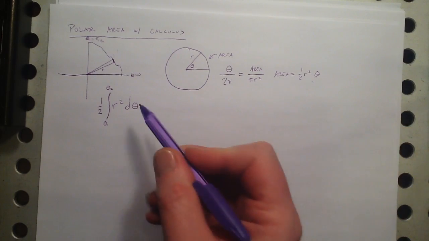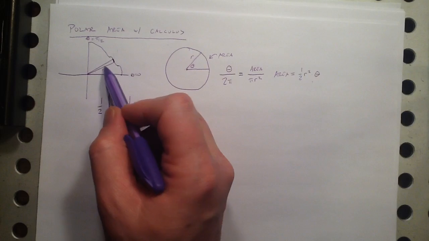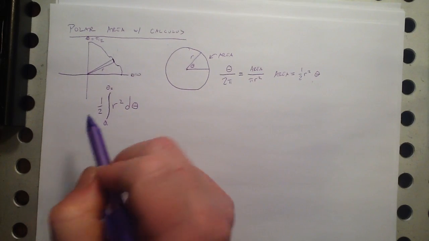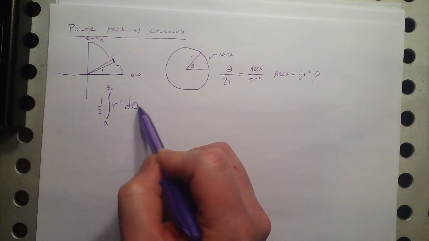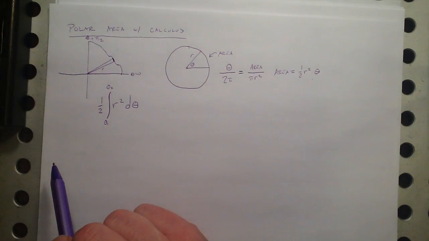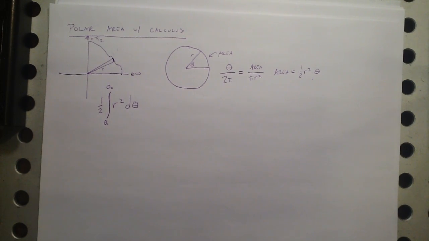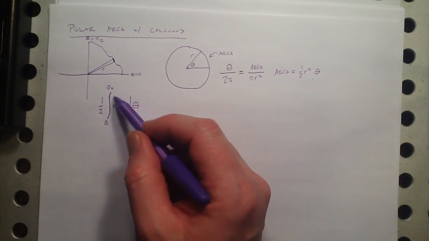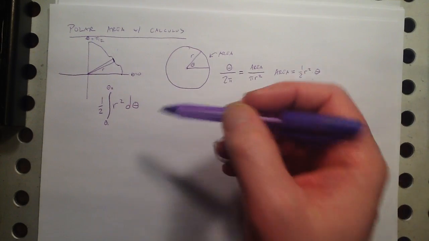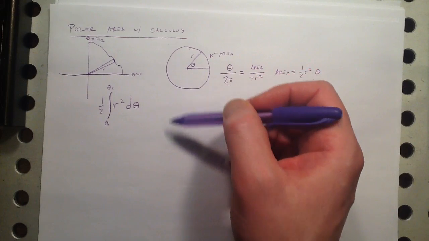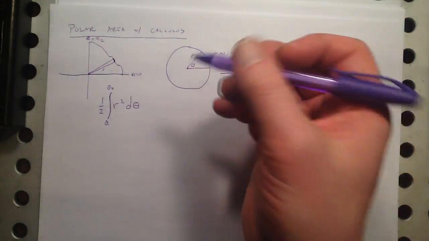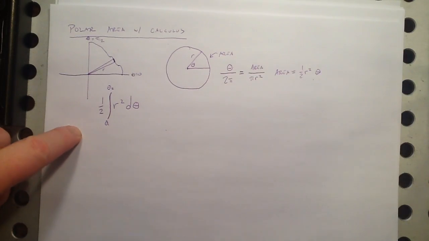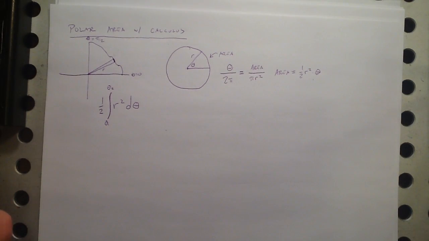Why did the theta turn into a d theta? Because we let the number of slices run off to infinity, so the angle became infinitesimally small, that differential d theta, just like it did with our Riemann sums when we ended up with the integral of f of x dx, where f of x was the height of the rectangle and dx was the width of the rectangle. So that's it. That's how we do it.